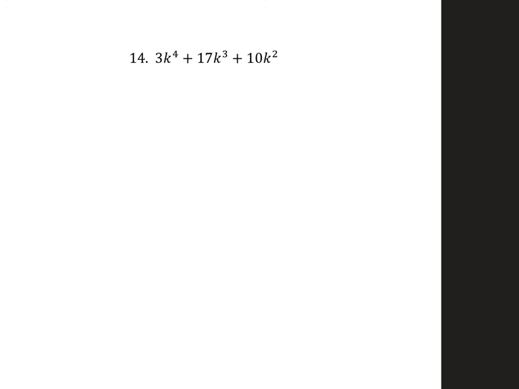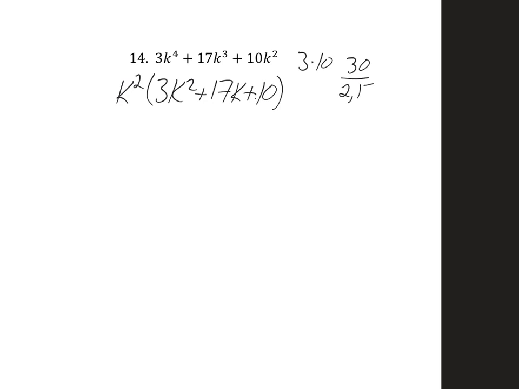So looking at these, a number won't go into all three, but k squared will. So that's going to leave me with 3k squared plus 17k plus 10. Now, I couldn't pull out a number, so 3 times 10 gives me 30. My factors of 30 that give me 17 are 2 and 15. So now we have k squared, parenthesis, 3k squared plus 2k plus 15k plus 10. Now split them in half.